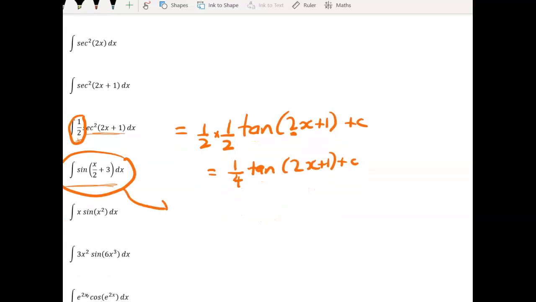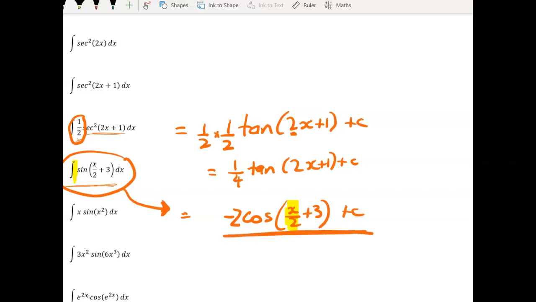Here's the next one. So the integral of sine will be negative cosine of x over 2 plus 3 plus c. When I differentiate this, I'm going to get times 1/2, and I don't want that. Right? So I have to multiply by 2. So it will be negative 2 cos of x over 2 plus 3 plus c. And as usual, we can differentiate this using the chain rule and check that we get back to here.